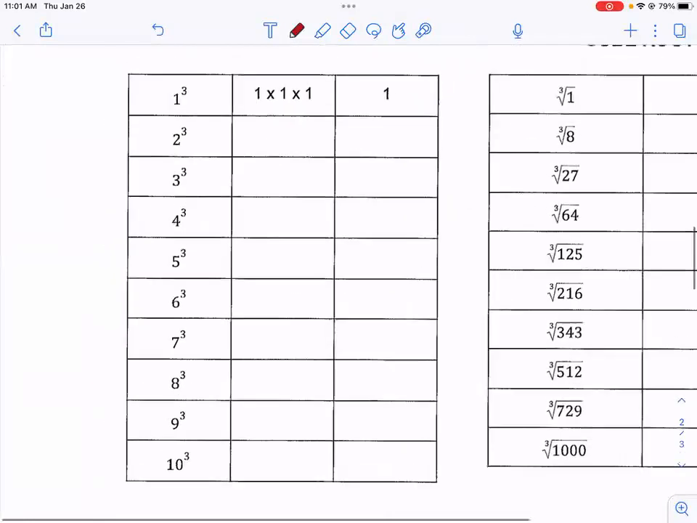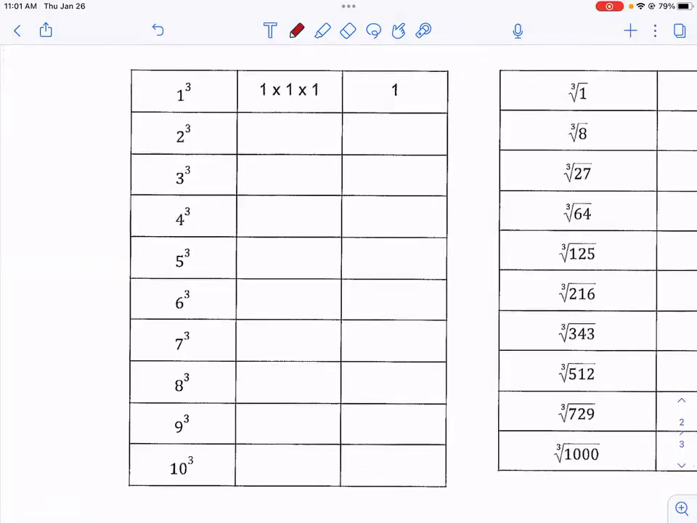Okay, a perfect cube means we have a number to the third power. So 1 cubed is 1 times 1 times 1, which is 1. 2 cubed, okay, so Ryan, what is 2 times 2 times 2? 8. Yep.